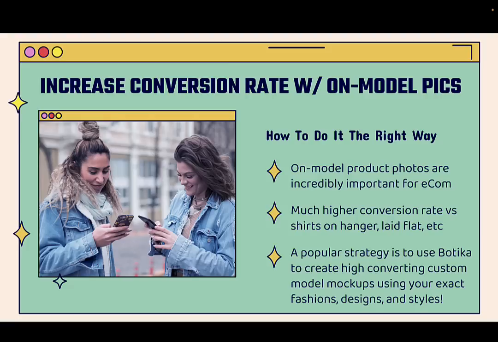On-model product photos are incredibly important for e-commerce. The bottom line is they have a significantly higher conversion rate when you compare them to a shirt on a hanger, or a shirt on a white background, or a product laid flat, right? We're able to show these products, t-shirts, really any apparel piece that you have, on models using AI. And a very popular strategy right now is to use Botika to create high converting custom model mockups using your exact fashions, your exact designs, and your exact styles.